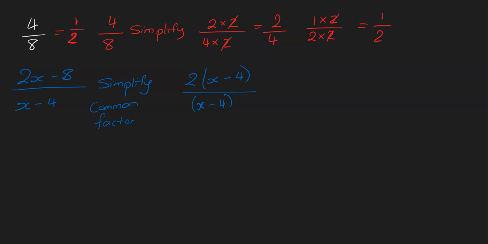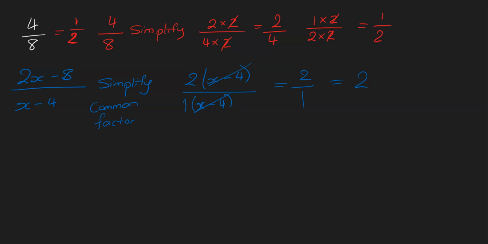And remember, if we take out a common factor for the denominator, you're taking out a common factor of 1, putting it around in brackets. And you can see that x minus 4 is the exact same up and down. So you can cancel these 2 out. And all you're left with is 2 over 1. And therefore, that answer is 2. Simplified.